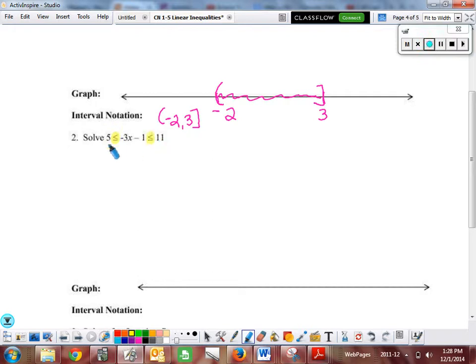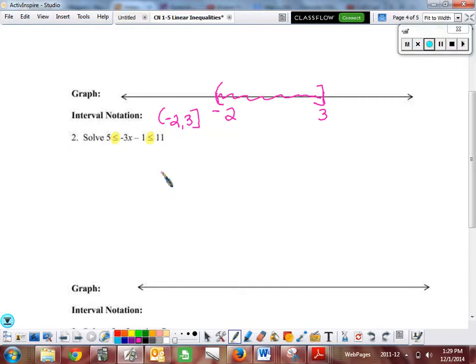Okay, and that makes sense. I have 5, which is smaller than this, which is smaller than 11. What if I had 11 smaller than this, smaller than 5? What would you say immediately right there? Is there any way anything can be in between? You can't have that. So you have to make sure it makes sense to start the problem.